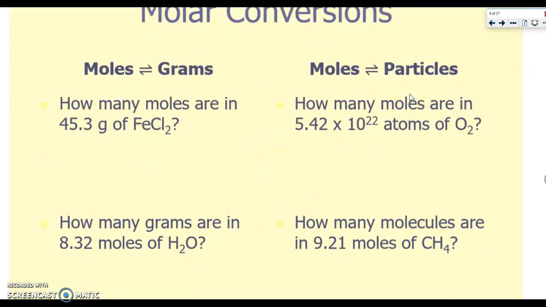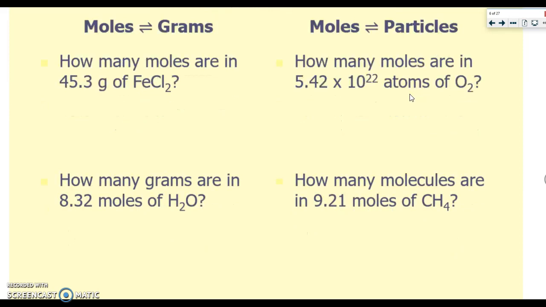So we're going to start with moles to grams and grams to moles. It says, how many moles are in 45.3 grams of FeCl2? The only time you're going to need molar mass for any of these problems is if it says the word grams or asks you to calculate grams. So I'm going to go ahead and do that here. The molar mass I'll calculate first: 56 plus 35 times 2 equals 126, and I'll be using that.